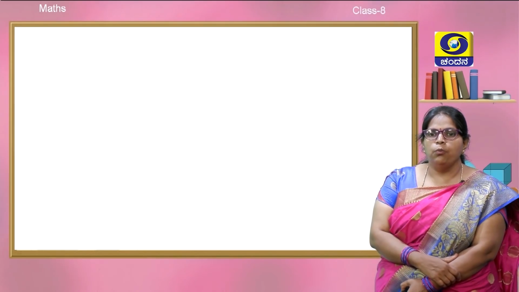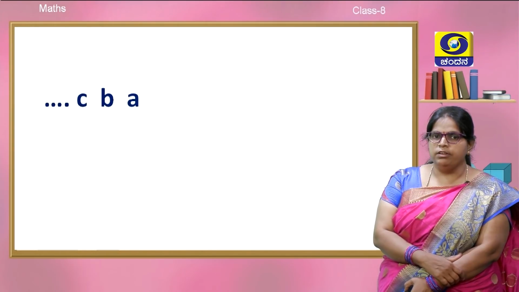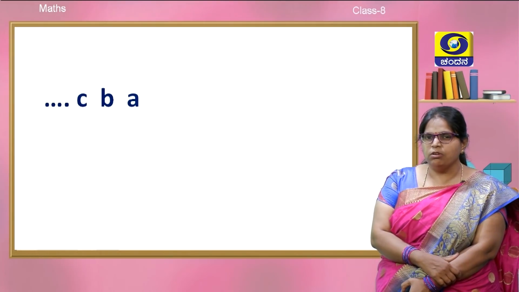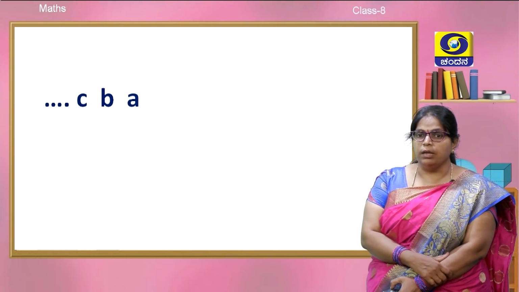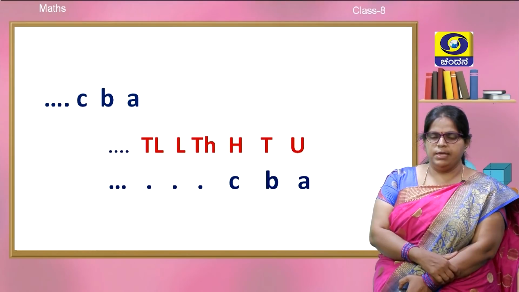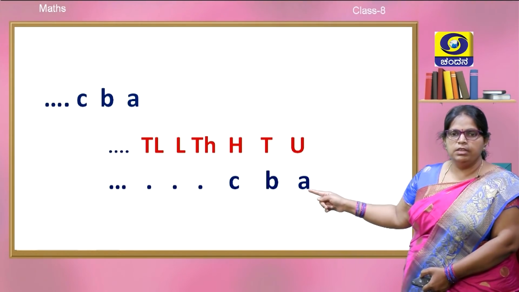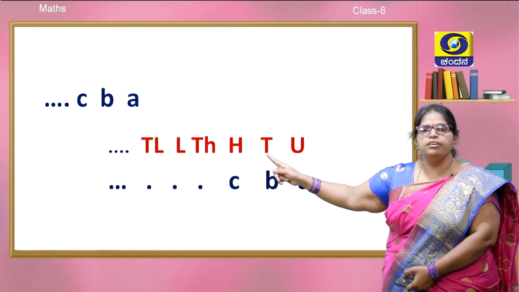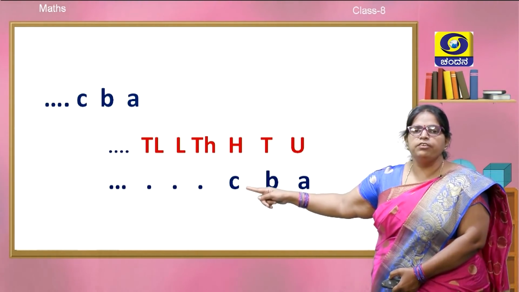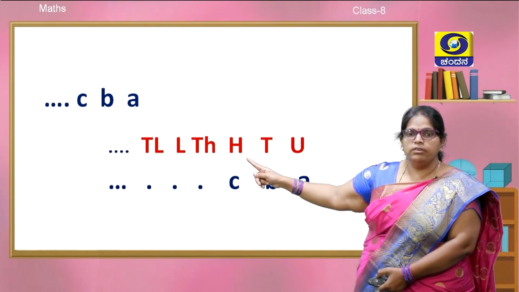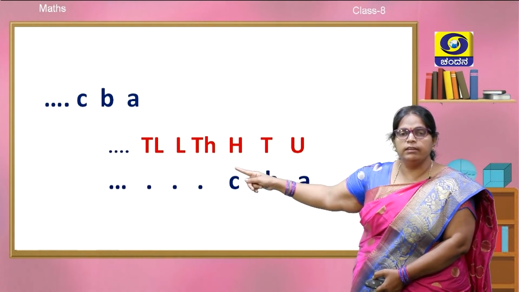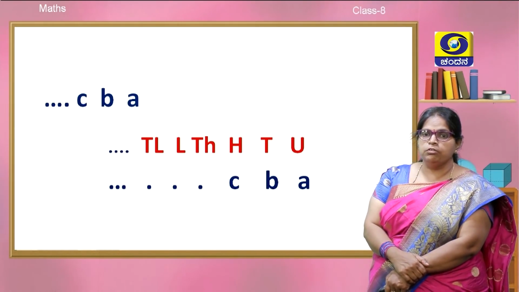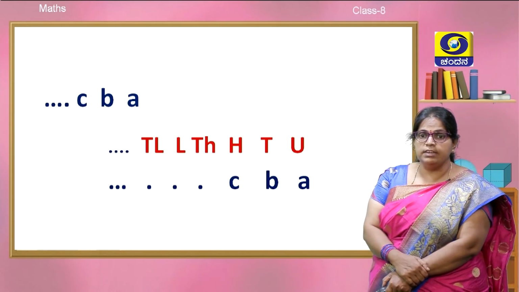I'll give you one more number. Tell me how many digits it has. Got confused? It's okay. Mark the places. Yes, you have marked. Here you have A in units place, B in tens place, C in hundreds place, and the dots to the left of C indicate the digits in thousands, lakh, 10 lakhs places respectively. Same way it continues. Now count and tell me how many digits it has.